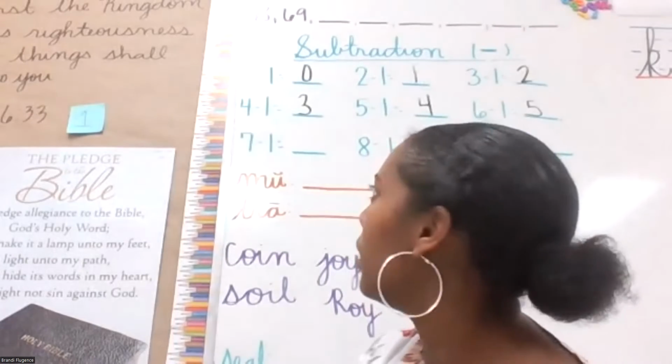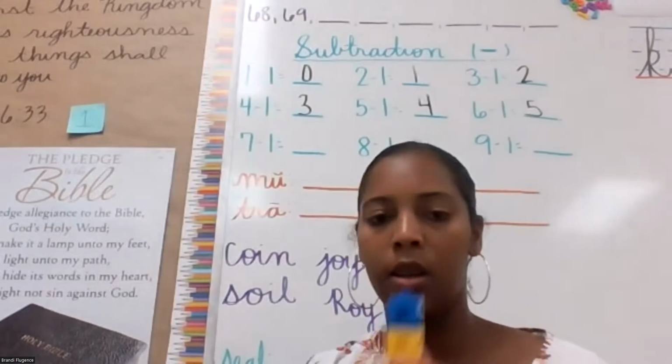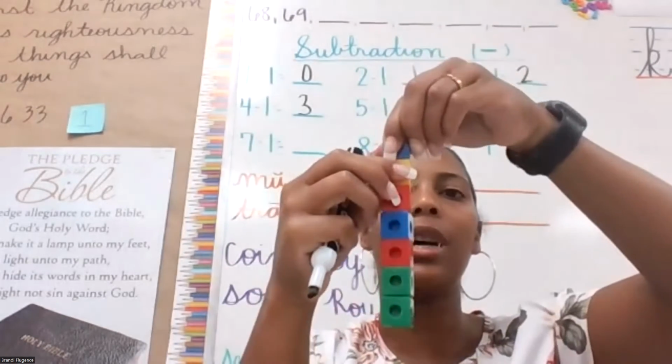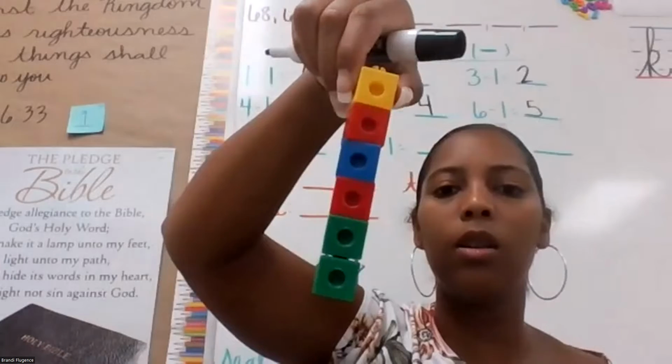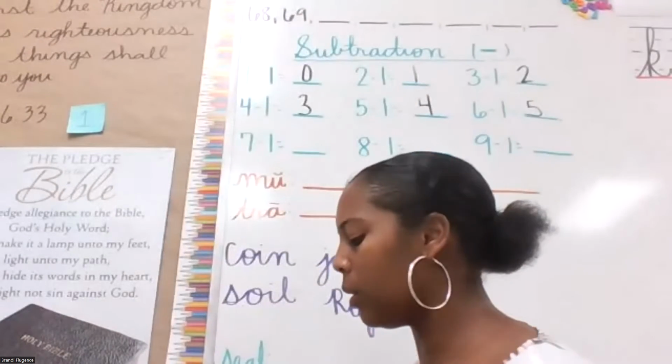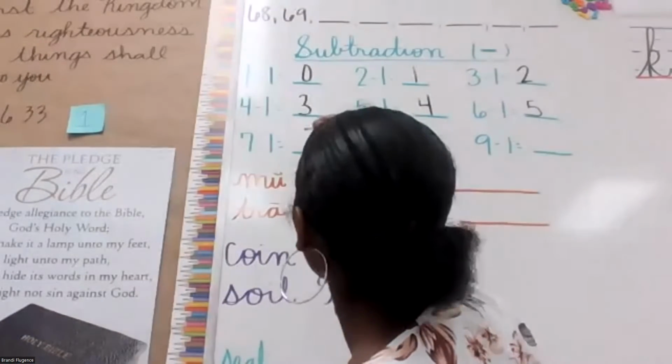Okay? My next one, I have 7. I'm going to take away 1. So 7 minus 1 would equal? 6. 7 minus 1 equals 6.